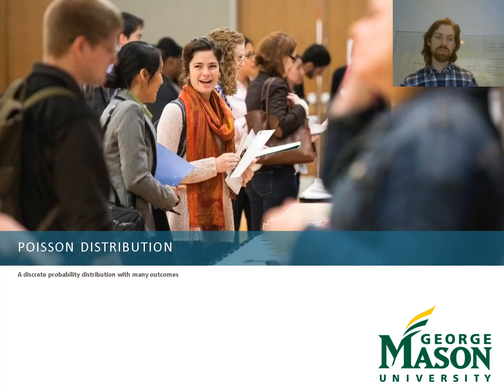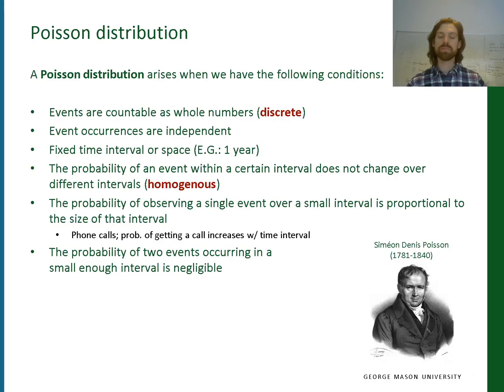Okay, the Poisson distribution. This is a discrete probability distribution with many outcomes. The Poisson distribution arises when we have a variety of conditions. This is named after the mathematician Simeon Denis Poisson. Poisson obviously is fish in French. So he's a very highly regarded mathematician.